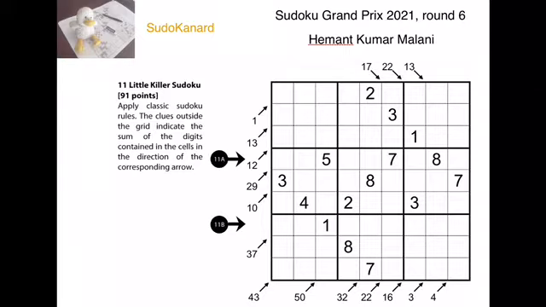So the rule of little killer Sudoku is that every time you have this slanted arrow with a number, then the number is the sum of the digits on the mini diagonal pointed by the arrow. And the usual Sudoku rules, obviously.